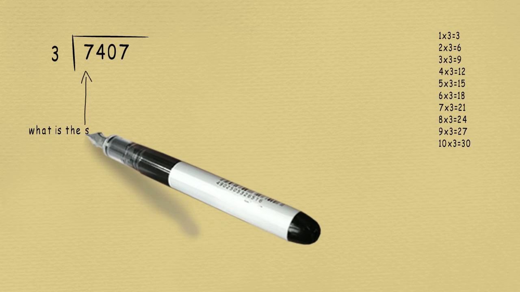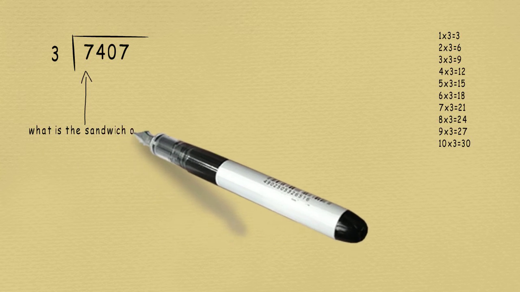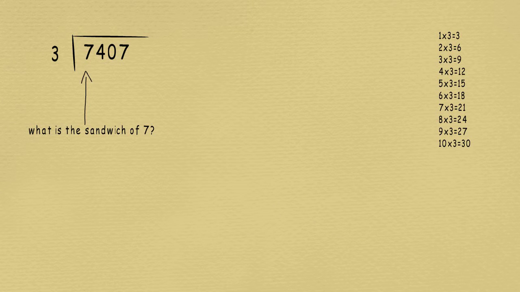And I'm going to try to find the sandwich of number 7 by looking at the multiplication table. What that means is that I'm going to squeeze the 7 somewhere in between the multiplication table. And I can see that the 7 is in between the 6 and the 9. So I'm going to choose 2 times 3 equals 6.